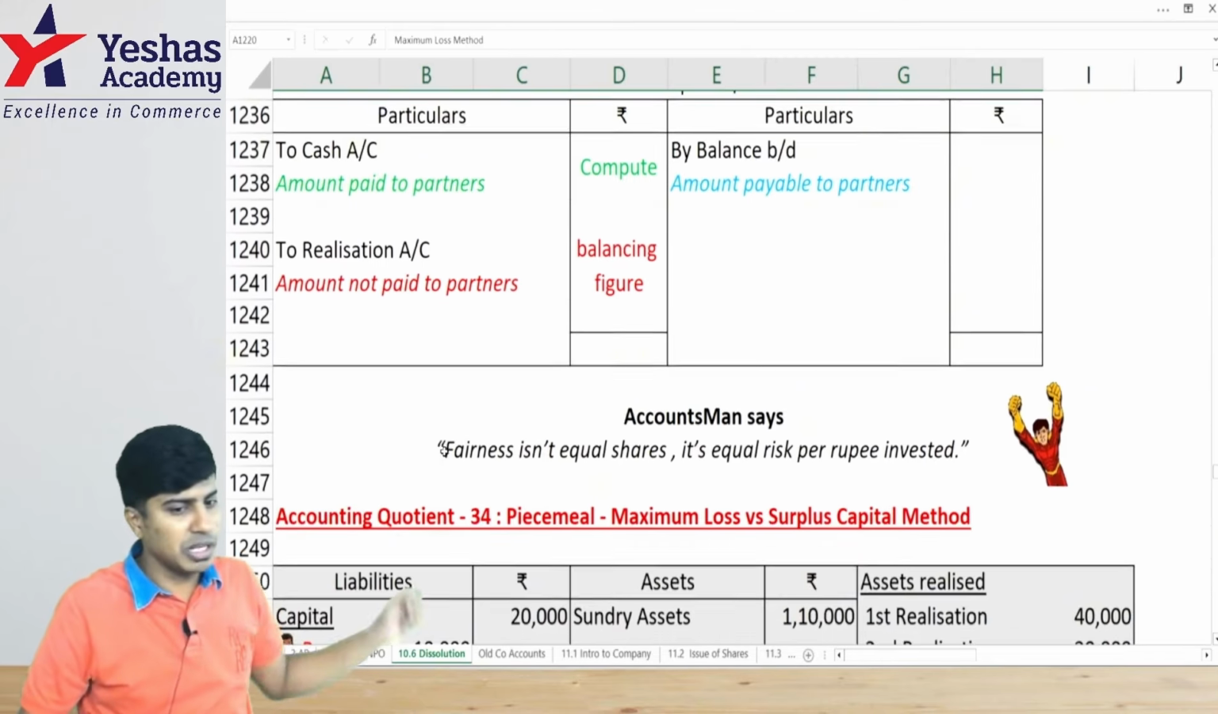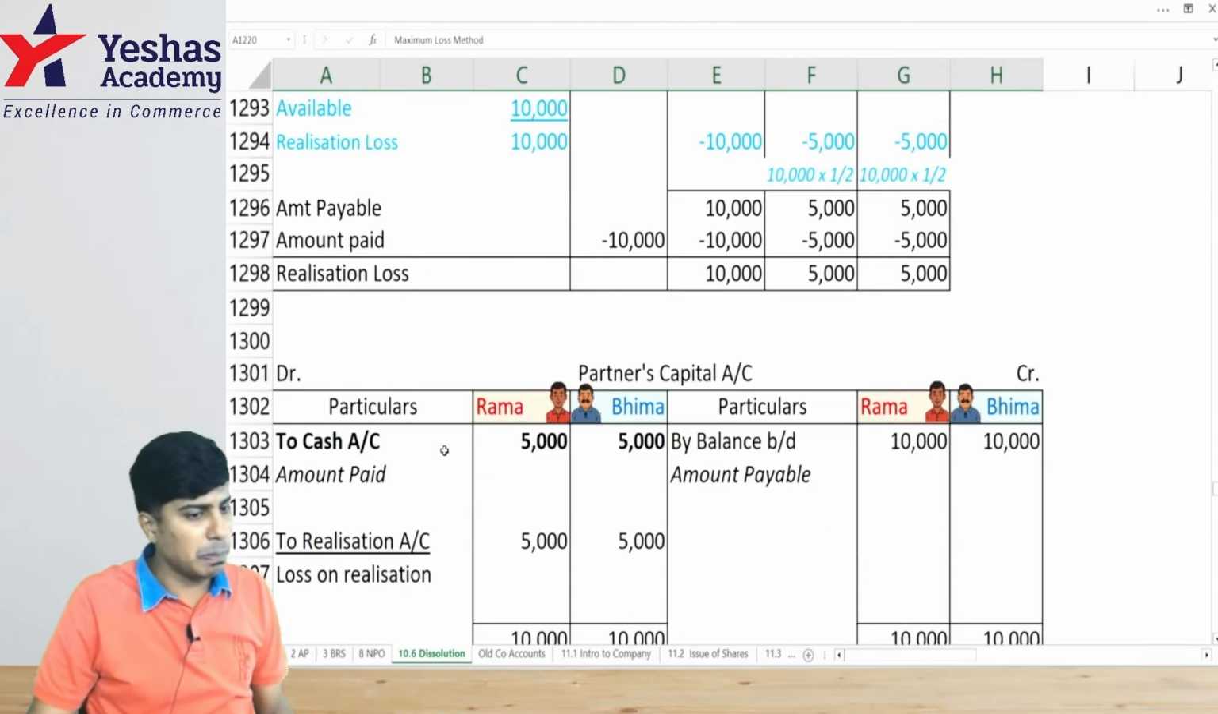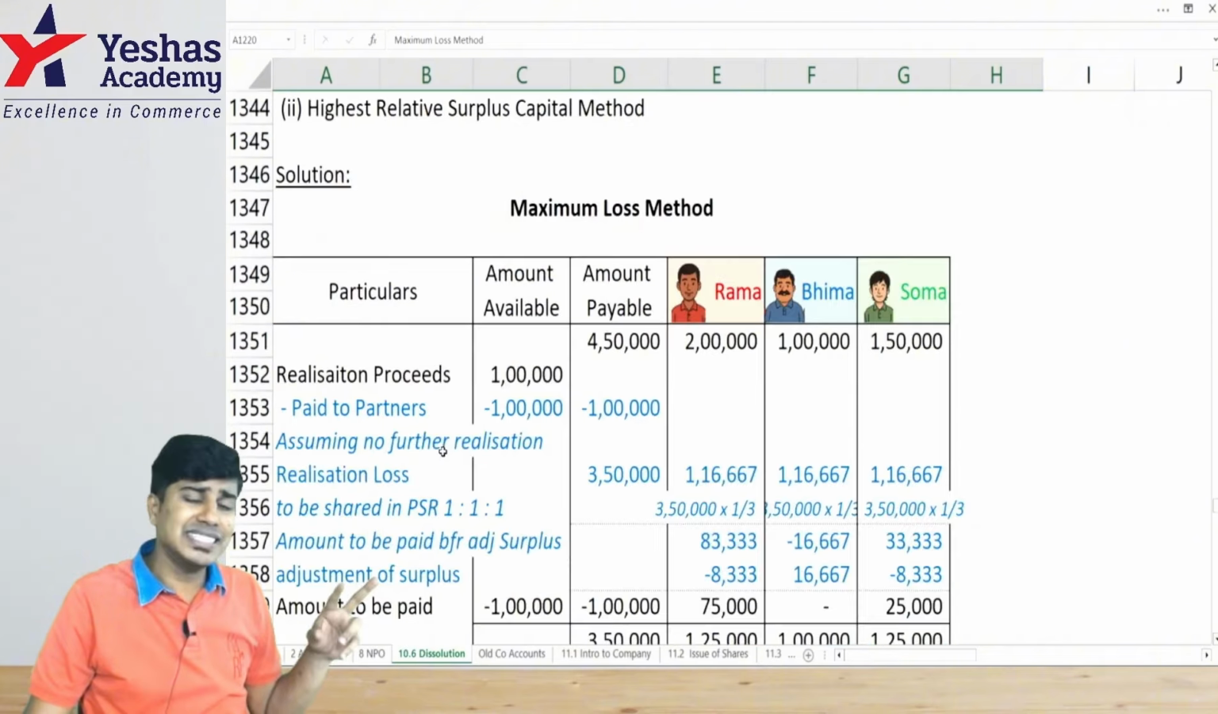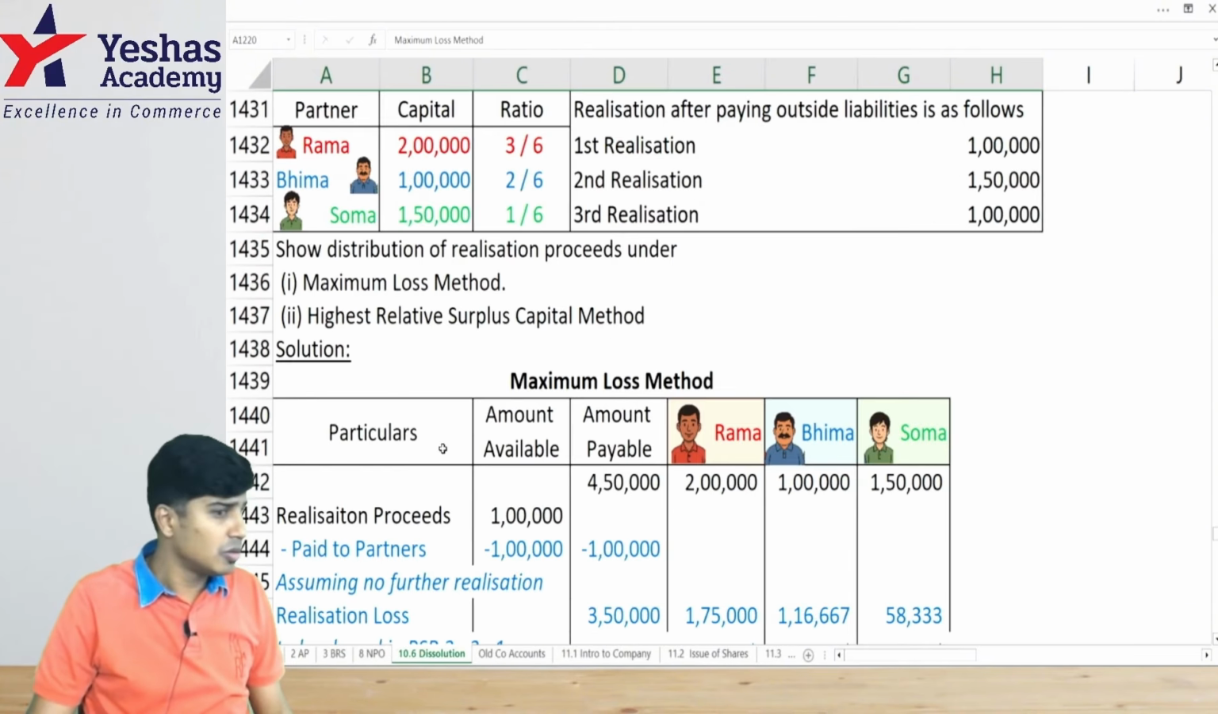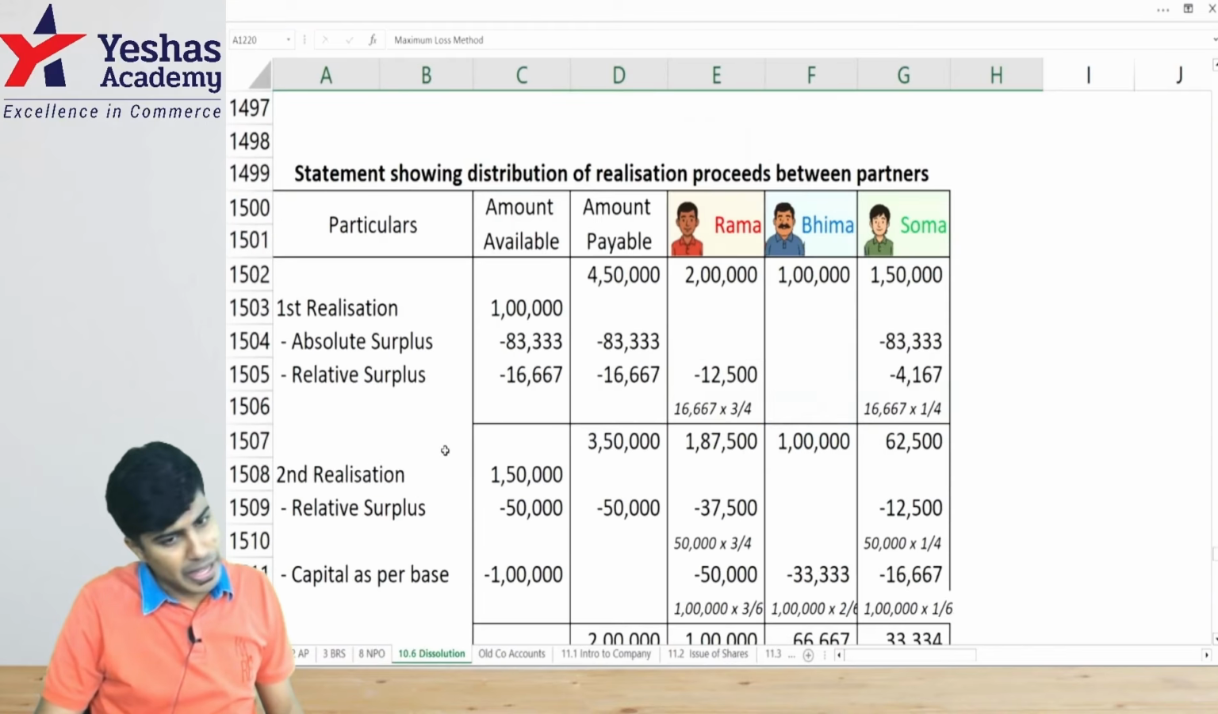That's with regard to piecemeal. By this we finish our piecemeal distribution. Both the methods are the same, by the way. The answer will be exactly the same. But in the exam they'll ask one of them. Whatever they mention, please try that.